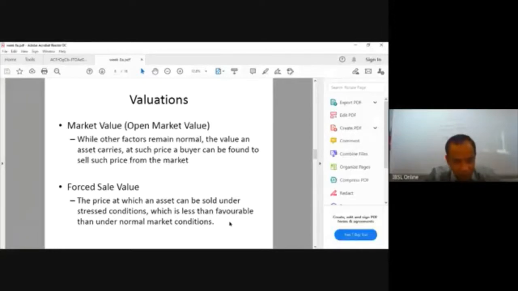That's your market value. Now, forced sale value is slightly different from the market value. Forced sale value is that in a distressed situation, if you have to sell your property, you can't sell it at the prevailing market price. It will be lower. Normally this happens when you're going for auctioning a property. We won't get the market price, right?